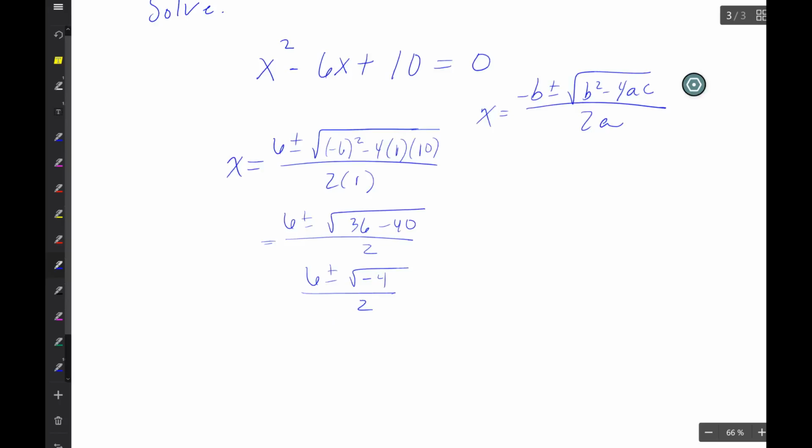Do you guys remember what to do if you have a square root of a negative? It's an I. So you want to think of this as if it was the square root of 4 times the square root of negative 1. So what is I the same as? This guy, right? So this would actually turn into the square root of 4 times I. But what's the square root of 4 equal to? 2. So it actually turns into 2I.